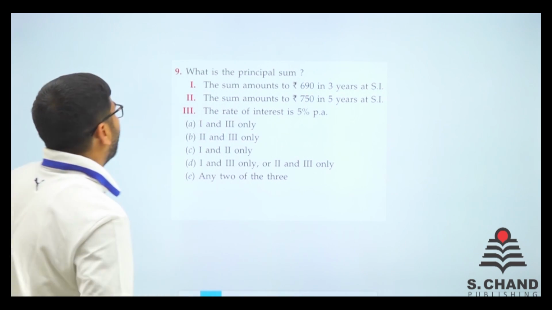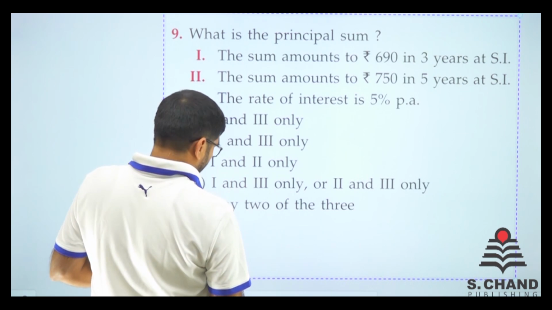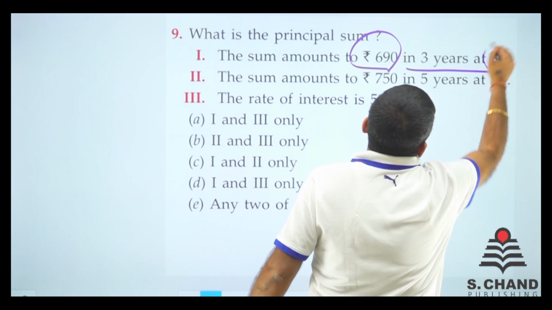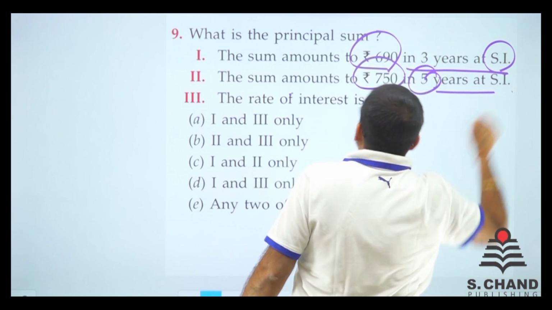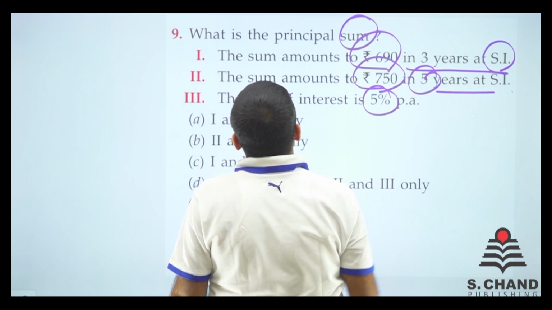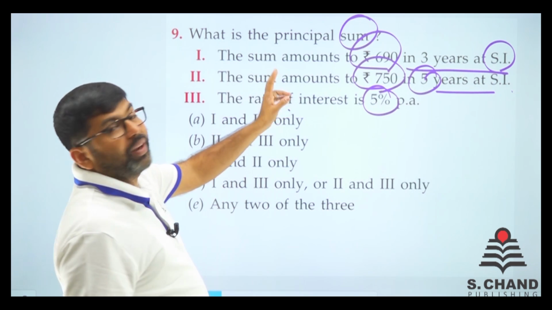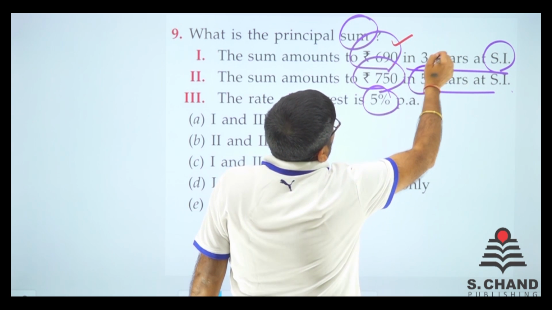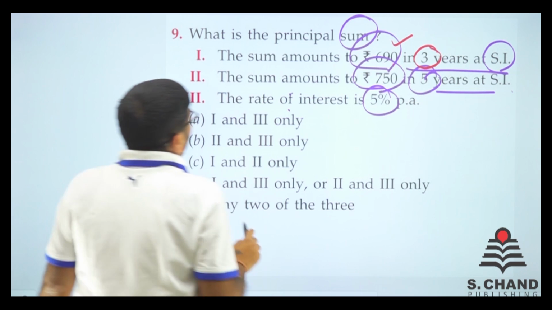Let's move on to question number 9. What is the principal sum? The sum amounts to 690 in 3 years at SI. The sum amounts to 750 in 5 years at SI. The rate of interest is 5%. We need to find out the sum. Okay, the sum amounts to 690. That means we have sum plus interest equal to this. So sum plus interest is given, time is given, rate is not given. So what should I do?